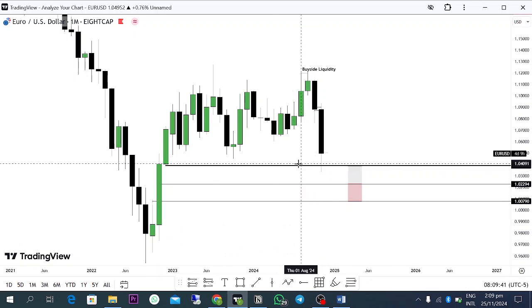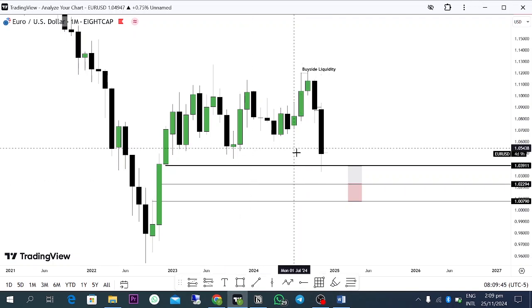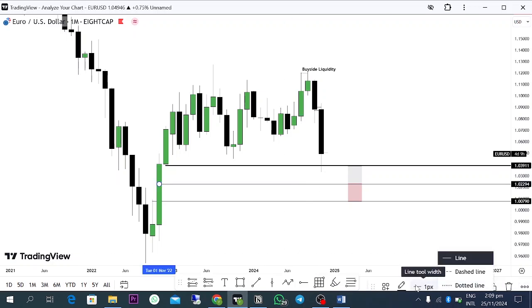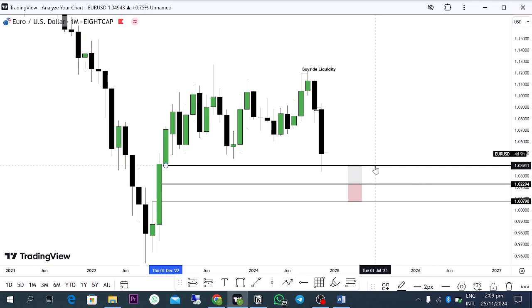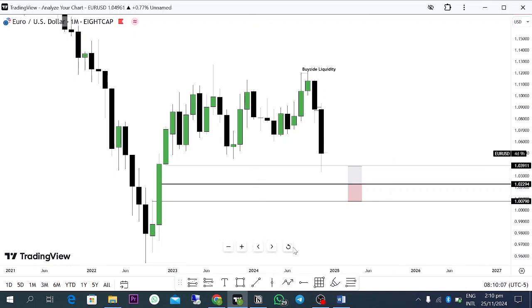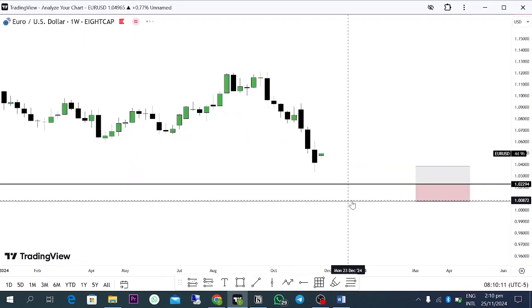Yeah, it should be somewhere here. So for this week, this should be our long-term draw on liquidity on the monthly chart, which is the consequent encroachment of the monthly fair value gap. This can be our draw on liquidity for this week. So how will price trade towards here? I don't know, but let's go to the weekly chart to see what we can get.